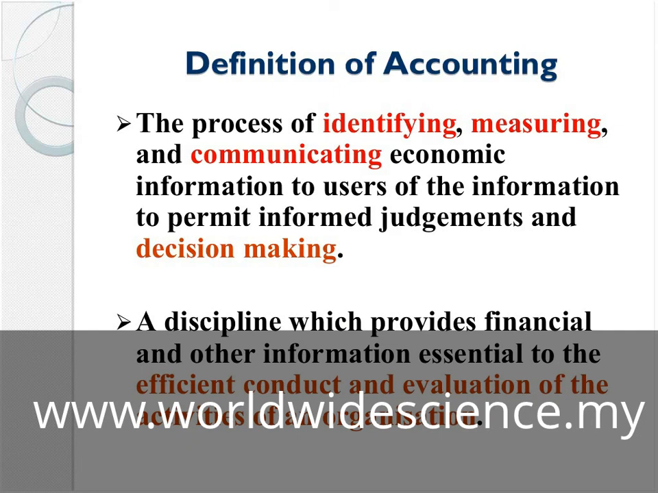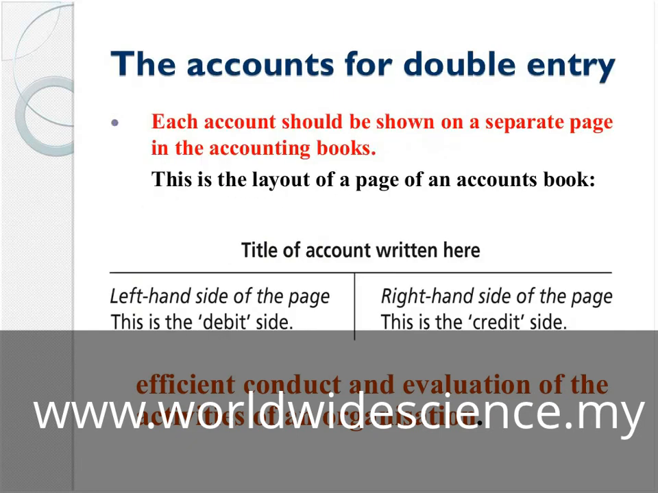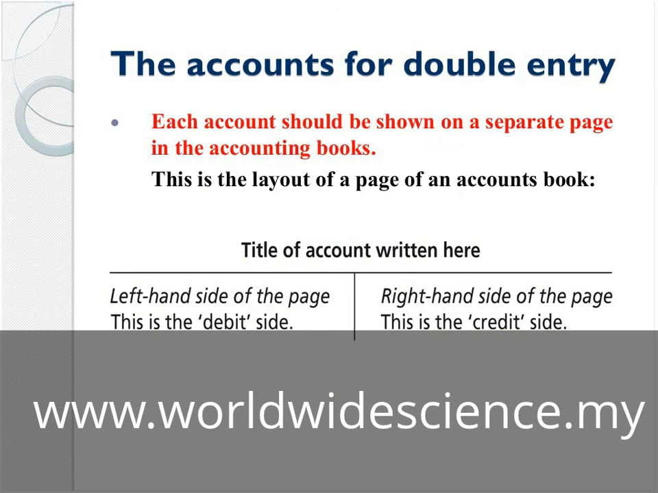So let's see the account for double entry. This is very important. Each account should be shown on a separate page in the accounting books. This is the layout of the page of an accounts book. The title of the account is written here, you see, and on the left-hand side of the page we have the debit side, and on the right-hand side we have the credit side. So you must remember, the left is debit, the right is credit side. This always remains the same.